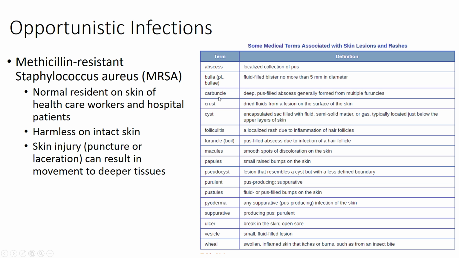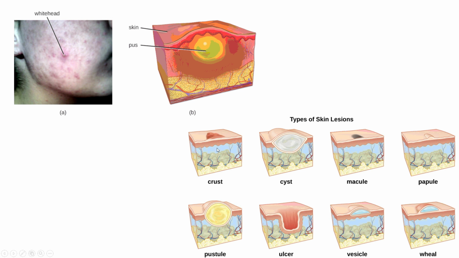Most of you have heard of a carbuncle, a cyst, folliculitis, boil. So I highly recommend that you look through these words. The next picture also gives you something a little bit more characteristic to help you keep up with the different types of lesions you may see on the skin.